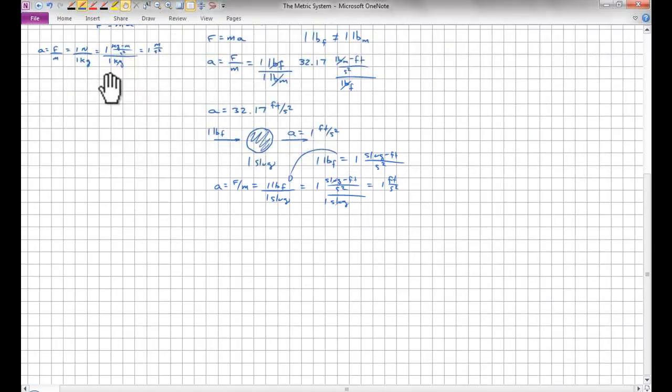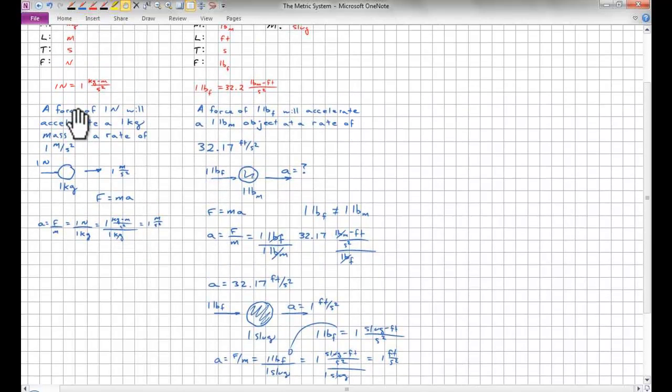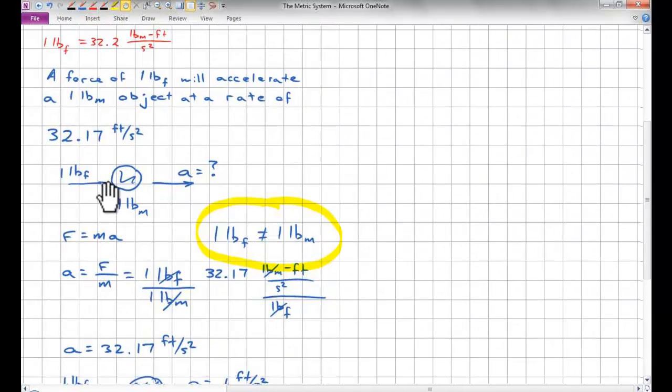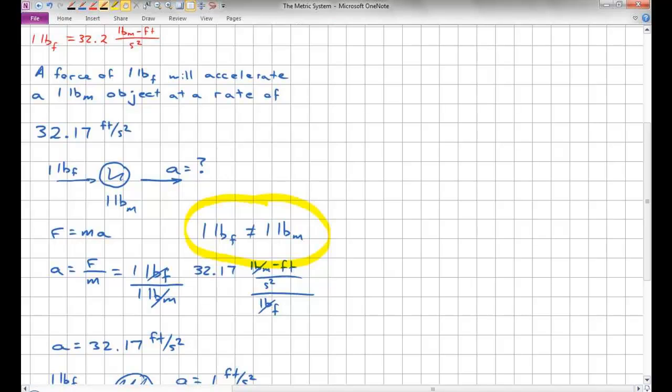So I hope this short video emphasized why working with the metric system makes our life so much easier. And if you take one thing away from this video, remember that 1 pound force does not equal 1 pound mass. And the conversion factor that you need to remember is that 1 pound force is equal to 32.17 pound mass foot per second squared.